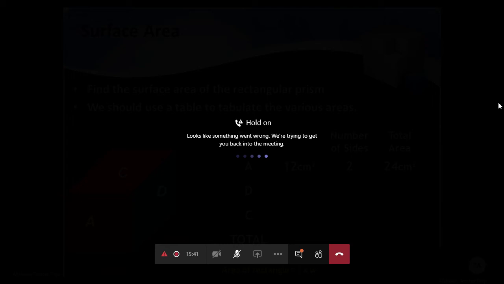It is 12 into 10. See, beta, 12 into 10. The 10 was this side. 12 into 10. We got the area of the rectangle.